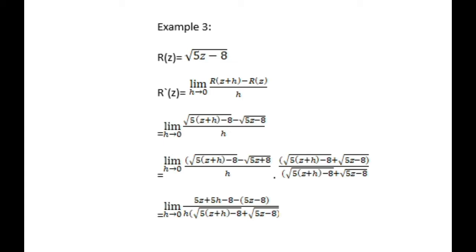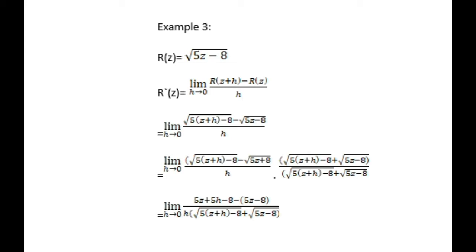Given number 3. R of z equals square root of 5z minus 8. First, plug into the definition of the derivative as we've done with the previous two examples. R prime of z is equal to the limit of r of z plus h minus r of z all over h as h approaches 0, equals the limit of square root of 5 times z plus h minus 8 minus square root of 5z minus 8, all over h as h approaches 0.